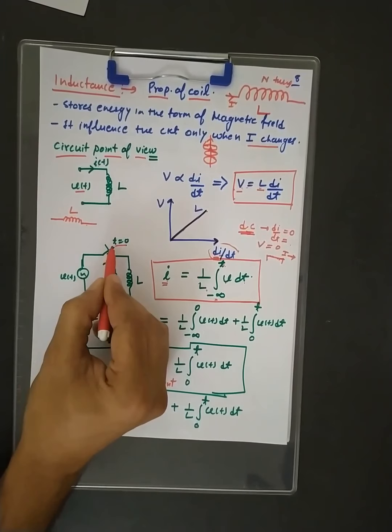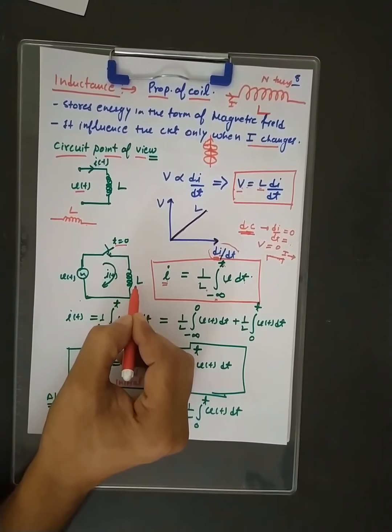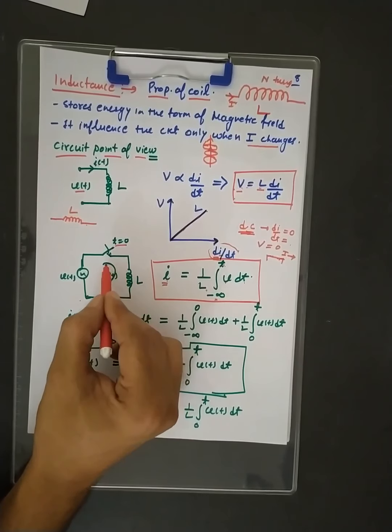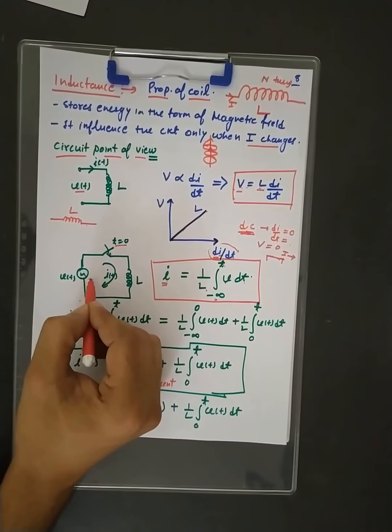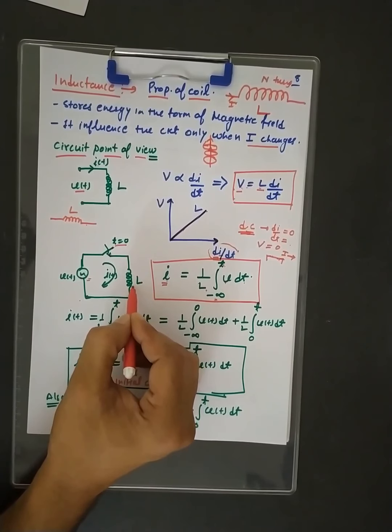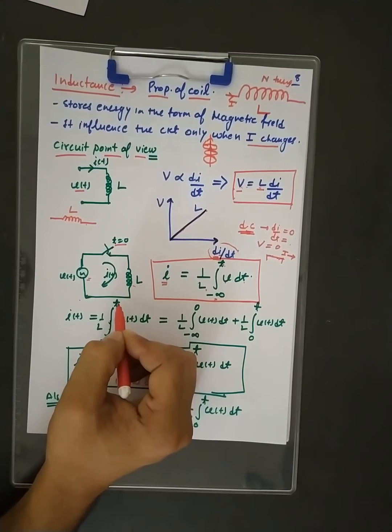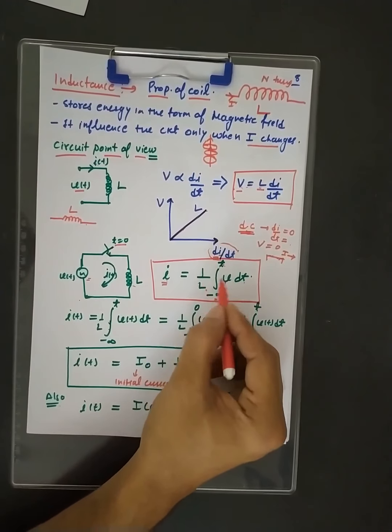Now when this switch is closed, if the inductor has stored energy previously, then the total amount of current that will flow in this circuit will have two components: one due to this connected voltage source, and the other due to the energy stored in this inductor. That we have to consider to analyze a circuit. Clear? So let me tell you how we can calculate. I is given by like this.